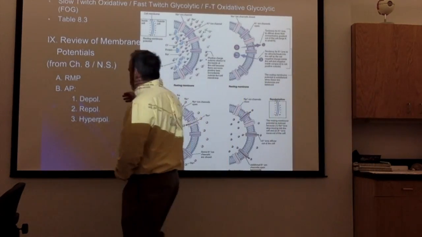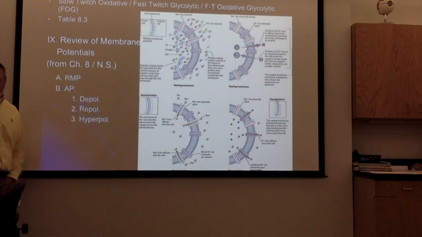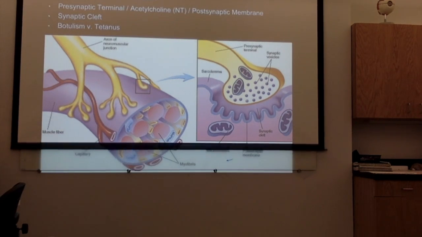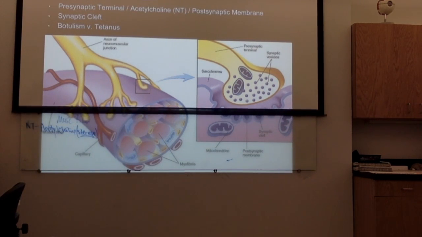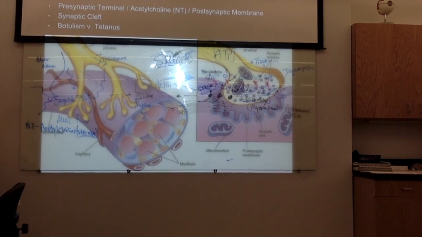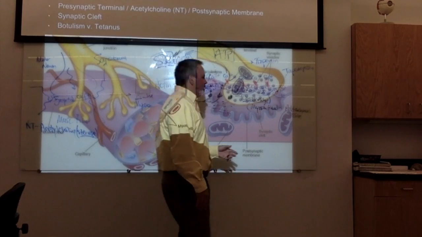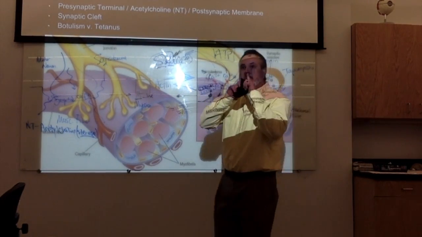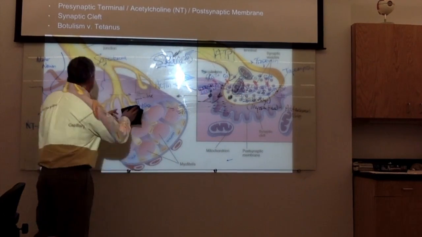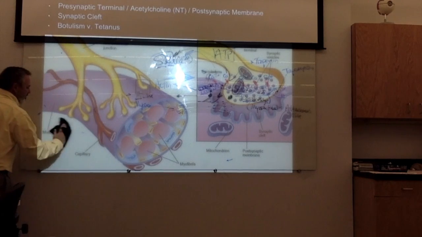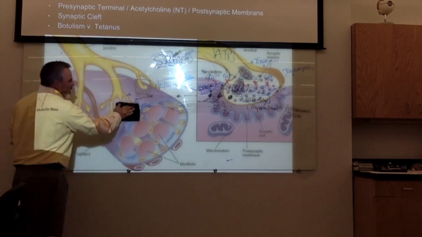So let's get on to some of this. We remember some of this: depolarization, repolarization, hyperpolarization. Okay, so neuromuscular junction. I'm going to draw some things up here. I'm going to erase a lot of that. All right, so neuromuscular junction. Again, it's just where the motor neuron connects with the sarcolemma of the muscle fiber.